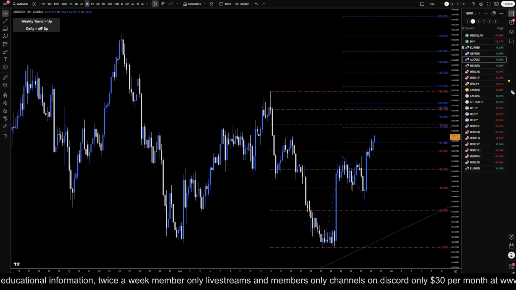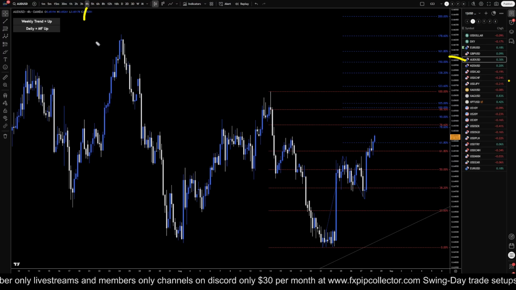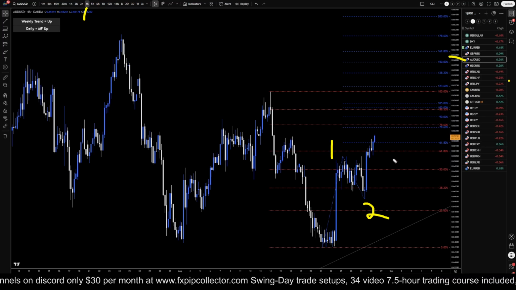Today is Thursday, August 28th, and this is my analysis for the Aussie US dollar, and we are on the 4-hour time frame. So on the 4-hour time frame, we're definitely pushing up really nice. I'm hoping this turns into a wave 1, a wave 2, and a wave 3.